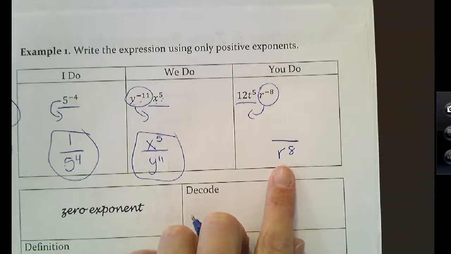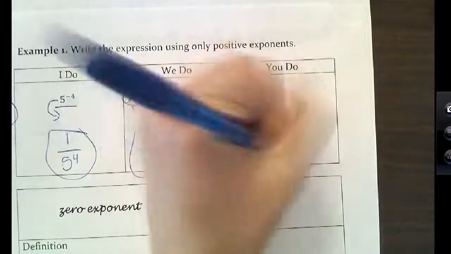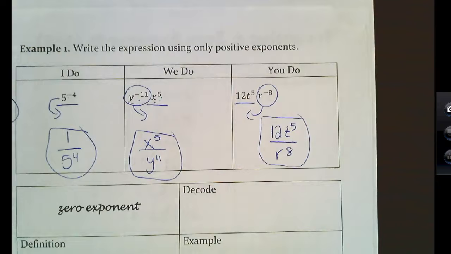And then what remains in the numerator? The 12 t to the 5th power. Yep, 12 t to the 5th power. Nice job. That's awesome.